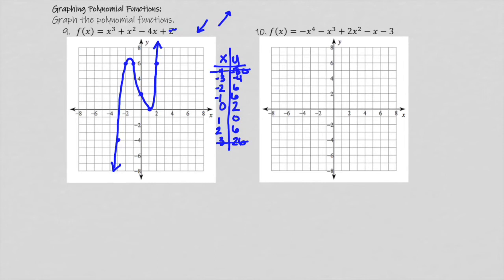All right, let's try number 10. All right, so I know I have a y-intercept at -3. So that can start me with the point of 0, -3. I can look at my end behavior. That my coefficient is negative means my right side goes down. It's going to approach -infinity. And it's an even power, so my left side also goes down. Even powers, the ends do the same thing.